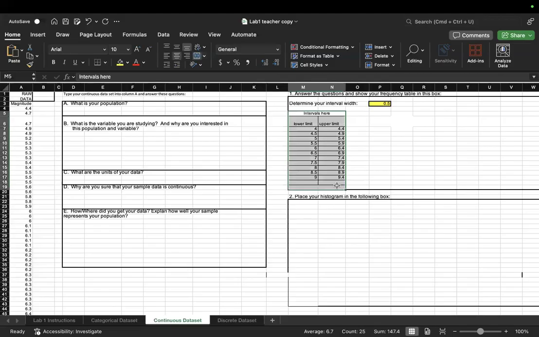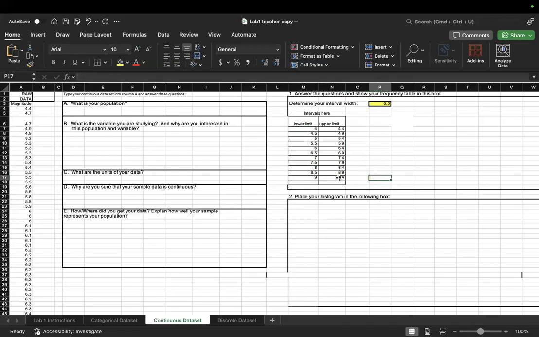Excel used to not do bins very well, and so it's improved a little bit. So you don't have to do this piece. I do want this, where you determine your interval width. I want that, but you do not have to give me this table right here. Okay.